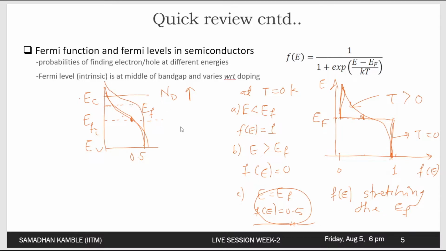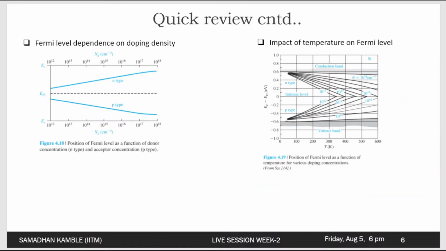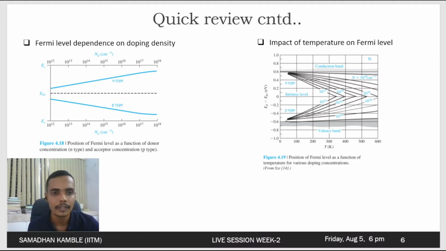And similarly, if we add acceptor impurities, the Fermi level goes towards the valence band energy. So we can say that the Fermi level varies with respect to the doping and also with respect to the concentration of the doping. Going to the last slide for the review, the Fermi level is also dependent on the doping density. As we saw in the last slide, as we increase the concentration of doping, say when we increase the donor concentration, donor concentration is increased in this region.